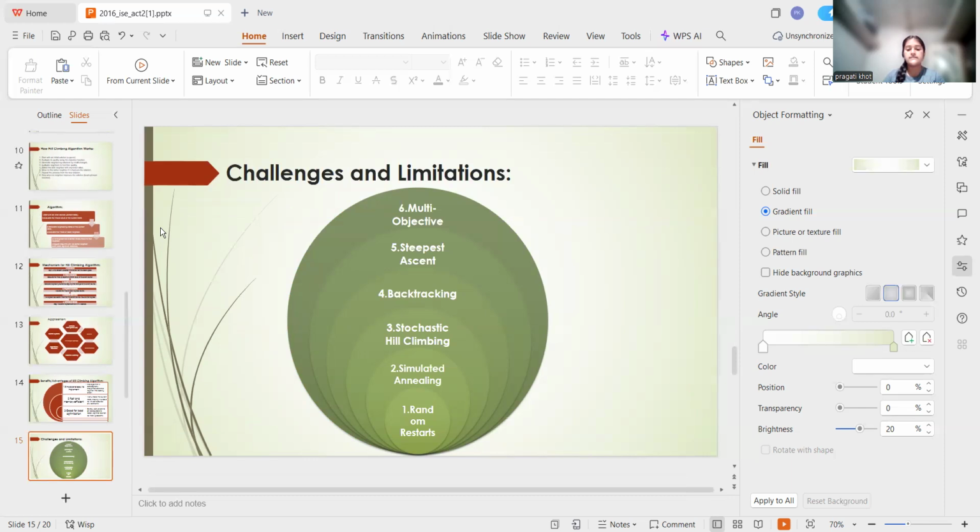These are the six challenges and limitations. First is random restart. Second is simulated annealing. Third is stochastic hill climbing. These are types of hill climbing and also challenges for hill climbing. Fourth is backtracking. Backtracking means trying a different option, and if it doesn't work, going back and trying another. This is backtracking. Fifth is steepest ascent and sixth is multi-objective.